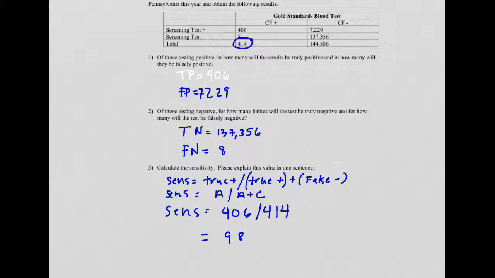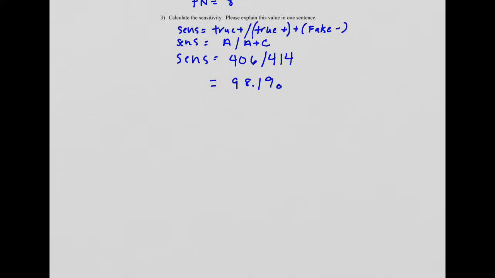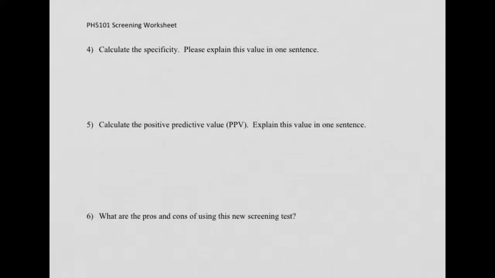This equals 98.1%. And the sentence that goes along with this is that among those babies that have CF, 98.1% of them will be accurately detected by our screening test. We can then, oh wait, I have to go to my next page, calculate our specificity. And I know the table's not on this page, so if you want to go back a second in the video and write down the table on a scrap of paper next to this, you can follow along with these questions.